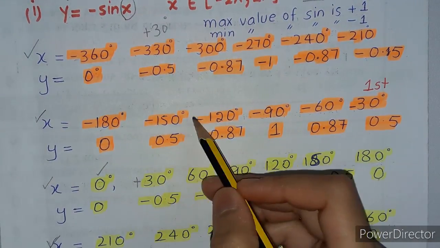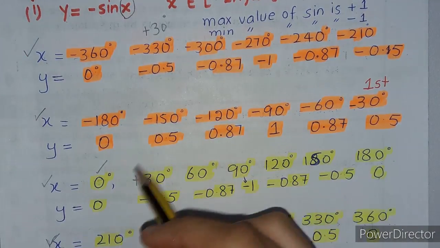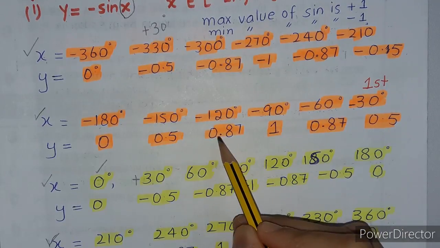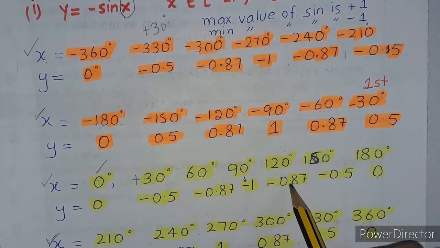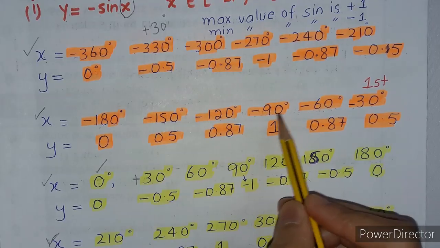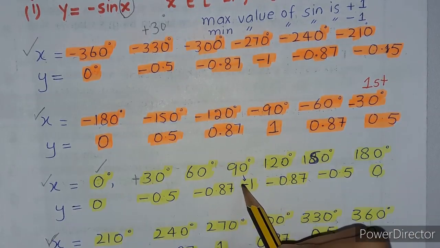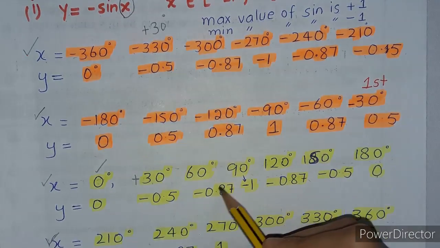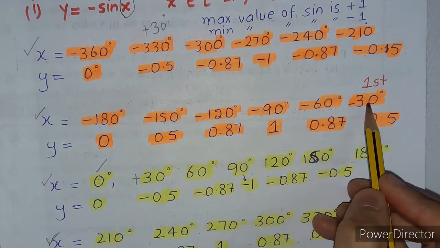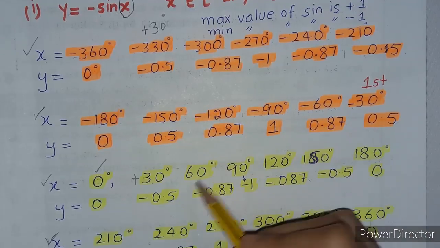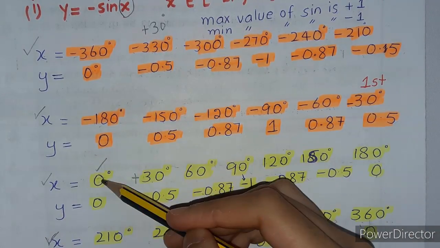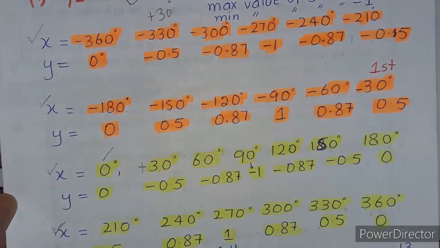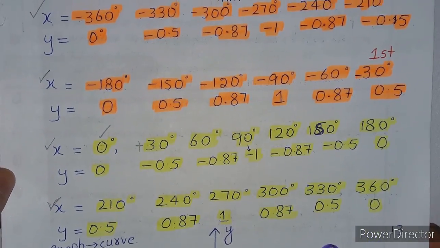Then minus 150 is the same process, putting all the values in the calculator and changing the sign of each. Okay, minus 120 is 0.87 and here minus 0.87. Then minus 90 is 1 and here minus 1. Then minus 60 is 0.87, here minus 0.87. Then minus 30 is 0.5, here minus 0.5, and 0 degree is 0. So this is how you can write the values of x and y in the exams.